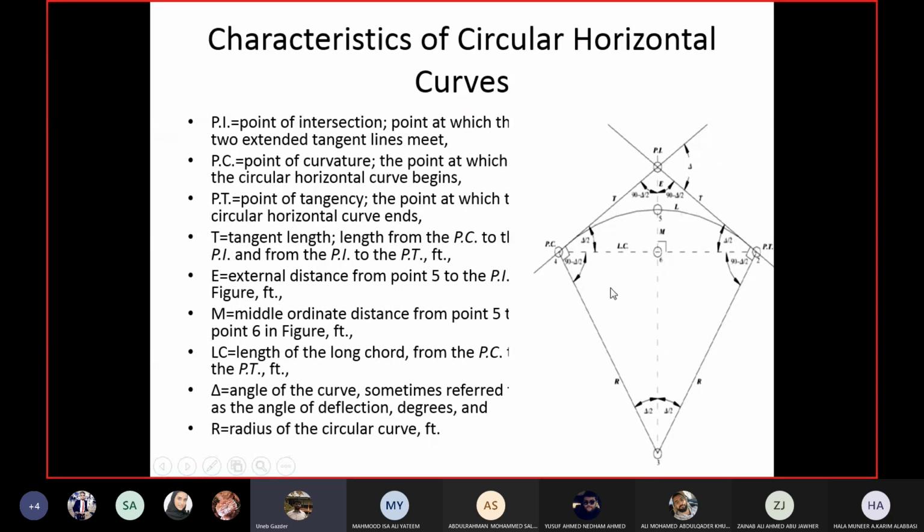Then we have radius, which is the distance from the curve to the center. And then we have L. Sorry, I did not write it here, but L means the distance from PC to PT along the curve. So L is the length of the curve, and LC is the length of the chord. LC is the length of the straight line, and L is the length of the curve.